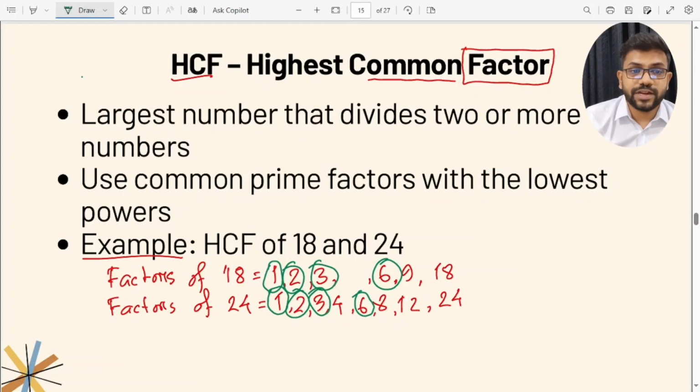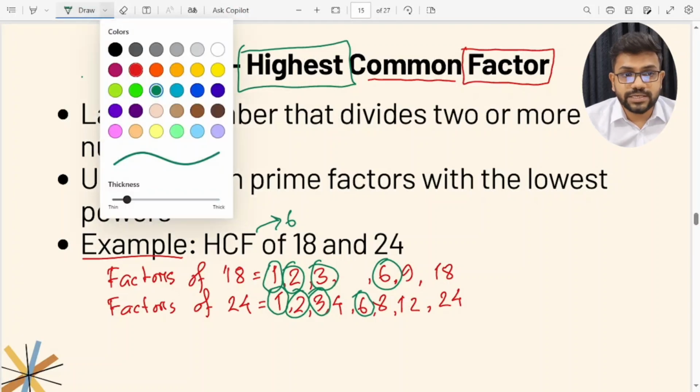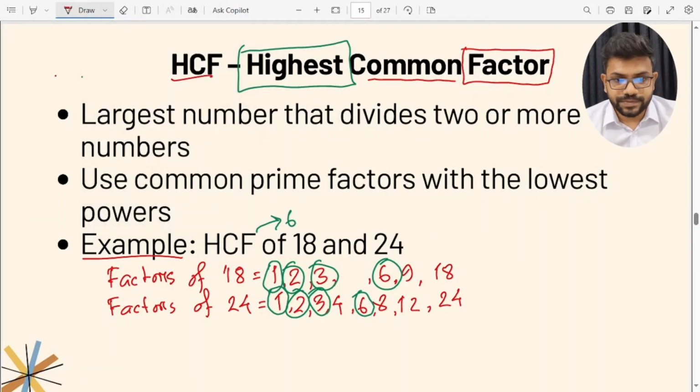We are trying to find the highest of common factors. Okay, out of these we can see that 6 is the highest among all of these common factors, so HCF is basically 6. But this is not how we calculate the HCF of 18 and 24. We basically do the prime factorization as we learned in the previous lesson.